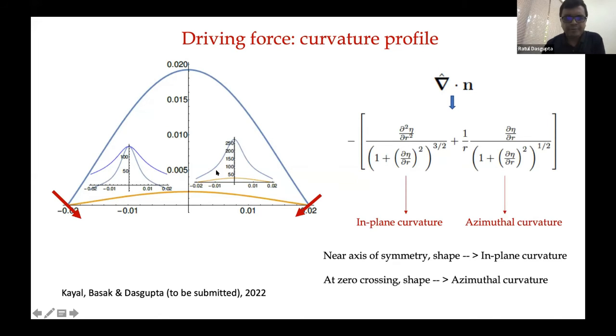Now for these two functions, for these two Bessel modes, I have plotted the curvature here. You can see that if a naught is sufficiently small, this is the shape of the interface. But if I plot the curvature, which is these two terms, the in-plane curvature term and the azimuthal term, then it turns out that the curvature shape is also a Bessel function. This is very easy to see from here, because in a linear approximation, the denominators are all 1. And so this just becomes eta. If eta is J0, this just becomes the second derivative of J0 plus 1 by R times the first derivative of J0.